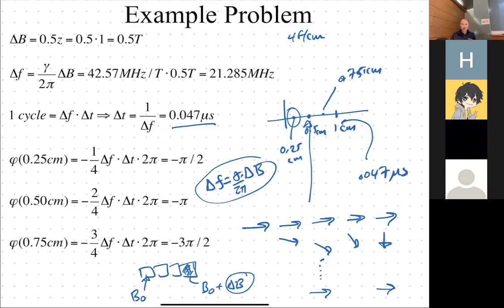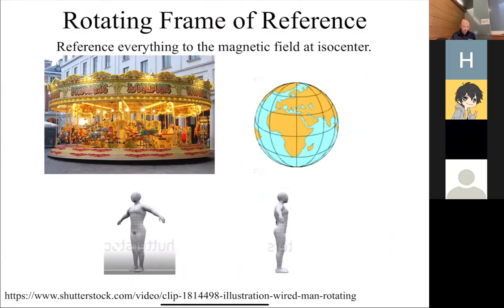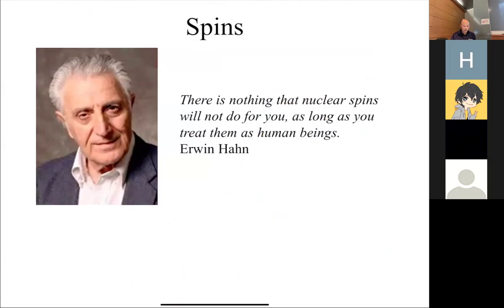All right, so let's go on. Just a reminder, everything is now going to be in the rotating frame of reference. Erwin Hahn was a very famous physicist at UC Berkeley who died a couple of years ago. He said that there's nothing that nuclear spins will not do for you as long as you treat them as human beings.